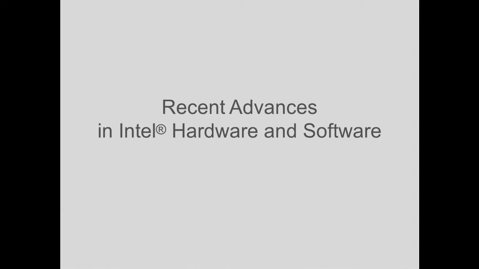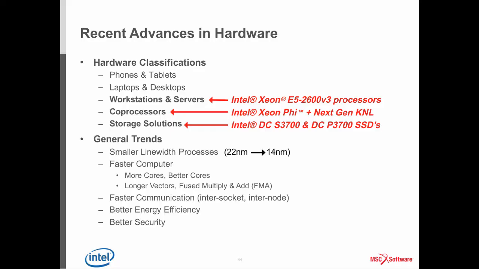So the key advances in hardware that I'd like to just mention today are the new Haswell lineup, otherwise known as the E5 2600 V3 processor family, as well as the coprocessors, the current Xeon Phi, and then I'll just mention a couple things about our next-gen KNL, our Knights Landing product. And then I'd also just like to mention a few things about our storage solutions.